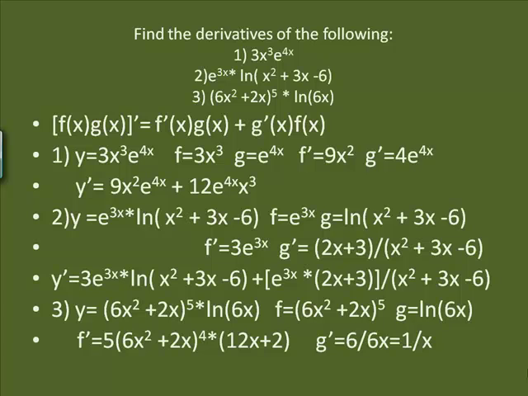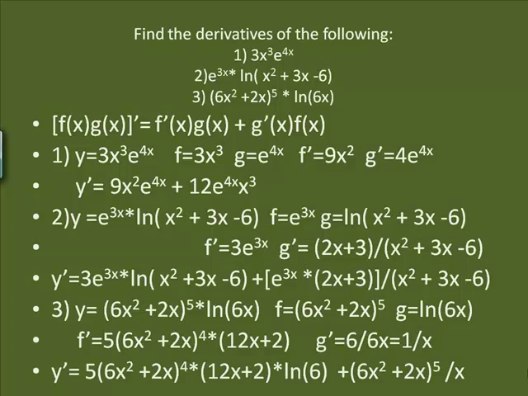Now we need to take all of those terms and plug them into our formula to get our final derivative, which is going to be 5 times 6x squared plus 2x raised to the fourth times 12x plus 2 times the natural log of 6x, that's our f prime times g, plus 6x squared plus 2x to the fifth divided by x, which is our g prime times f.